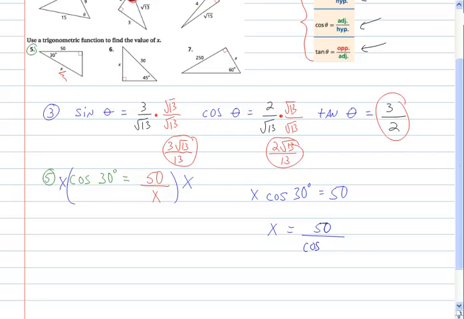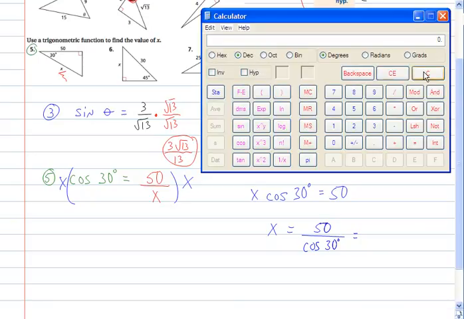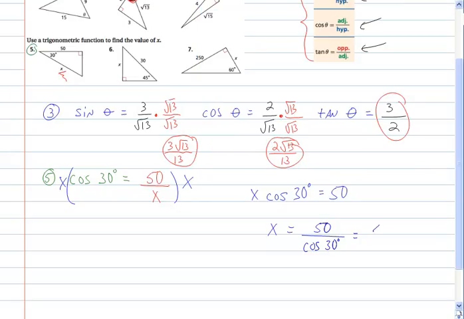So x equals 50 over cosine 30 degrees. And then I can grab my calculator and punch that in to actually solve for x. Again, just make sure your calculator is in degrees. 50 divided by, on this calculator I have to press 30 first, then cosine, and then equals. So I get 57.7. 57.7 would be x.